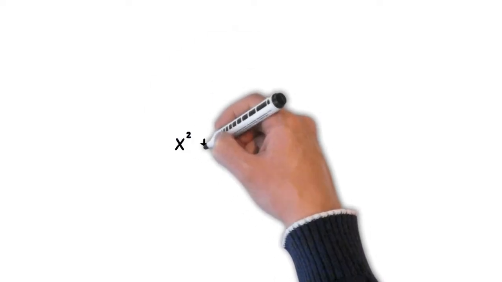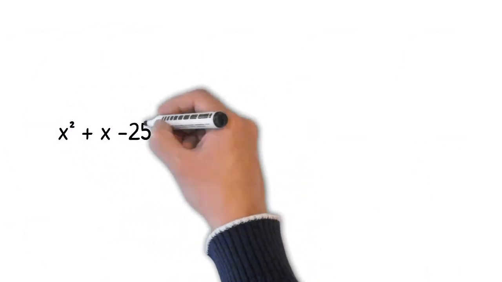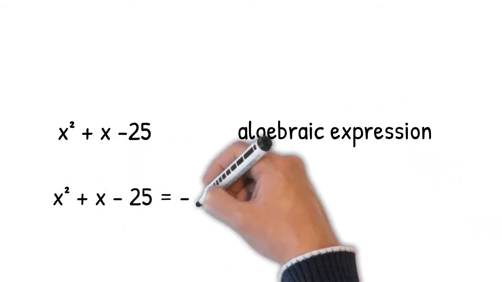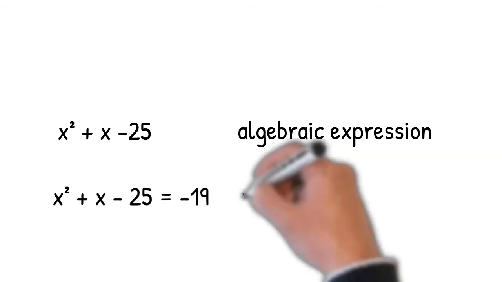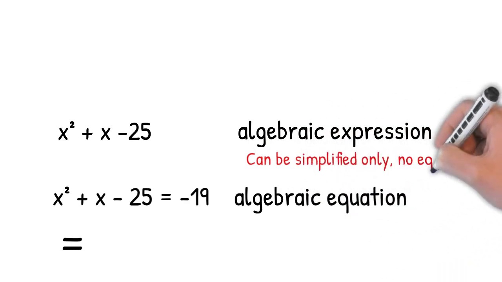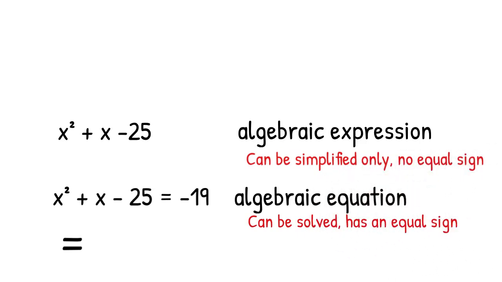Now if we take these algebraic terms and we put them together with addition, subtraction, parentheses, math operations, we have an algebraic expression. X squared plus x minus 25 is an algebraic expression. X squared plus x minus 25 equals negative 19 is an algebraic equation. So what is the difference between the two? It is the equal sign. Algebraic expressions can be simplified, but they cannot be solved. Algebraic equations, they have the equal sign, they can be solved.